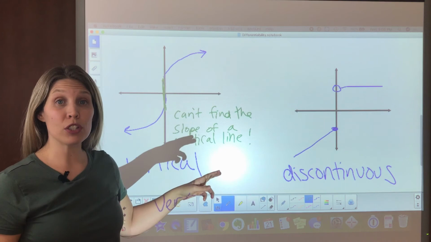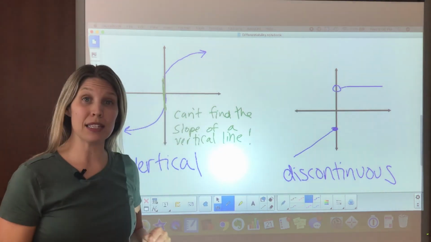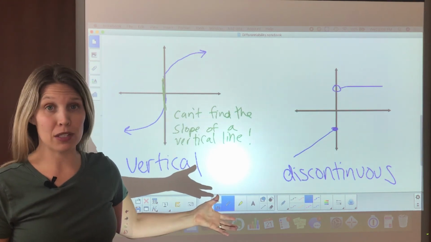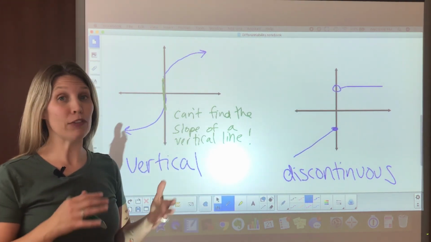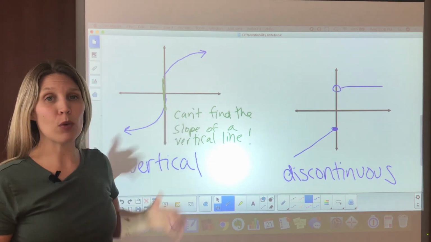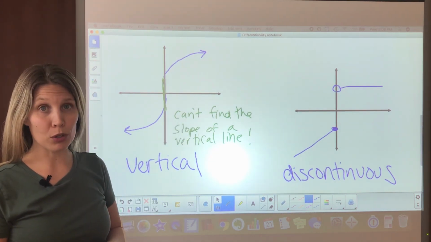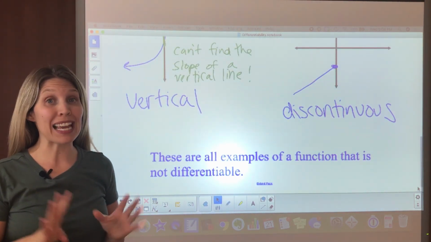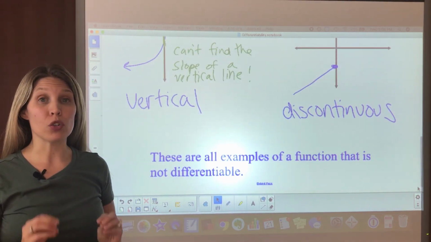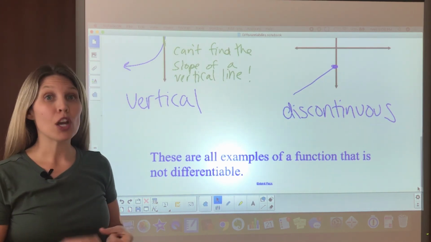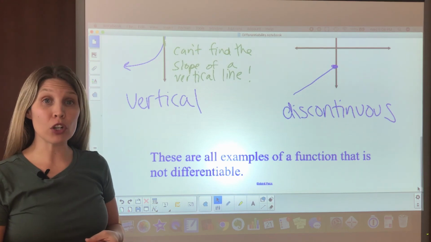And if you look over to the graph on the right, the one that is discontinuous, hopefully you're all seeing right now, you can't find the limit of a discontinuous graph, which means if you can't find the limit, you cannot find the tangent. That one would not be differentiable as well. Therefore, you have 4 spots at least where graphs and functions will not be differentiable. That is the cusp, the corner, if it's vertical, or if it's discontinuous.